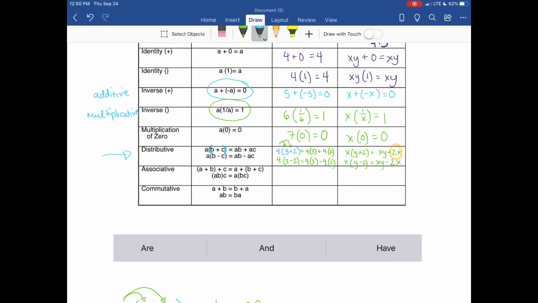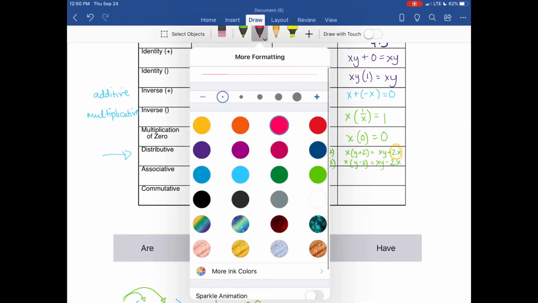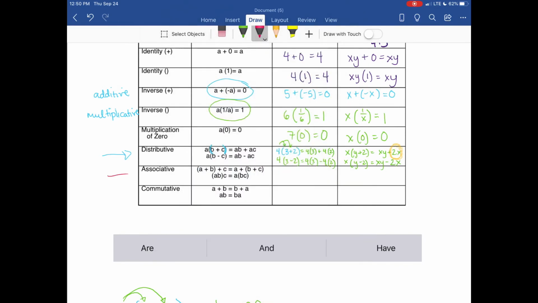All right, so associating. When I think associative property of equality, that's grouping. Who do you associate with? Who do you group yourself with? And that just means if I have addition or multiplication, the associative property holds. So again, I'm going to bring this down to the bottom.